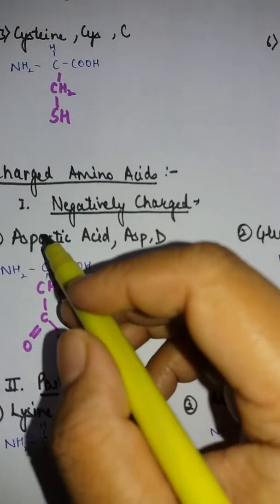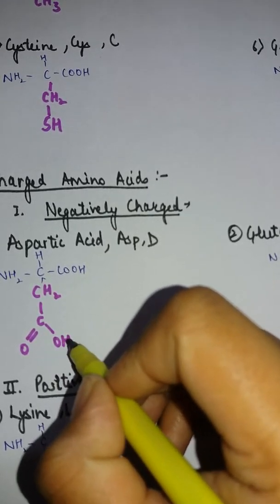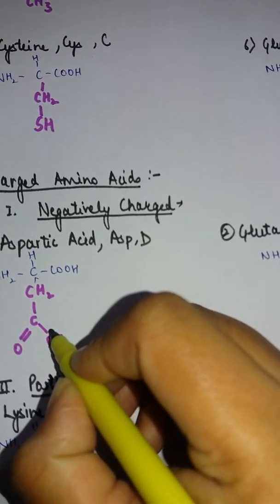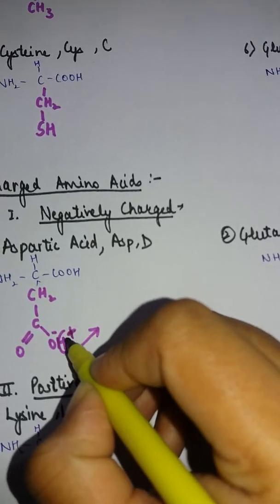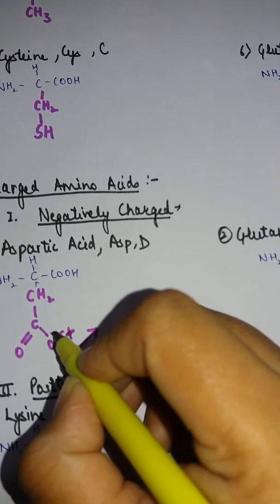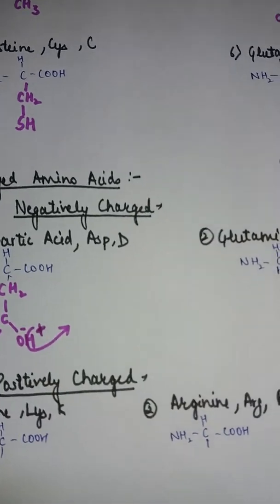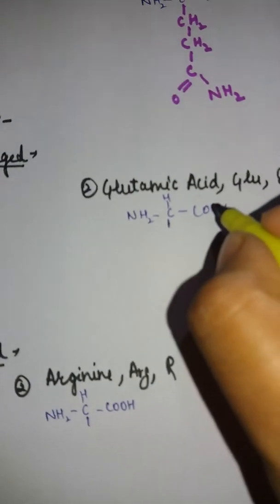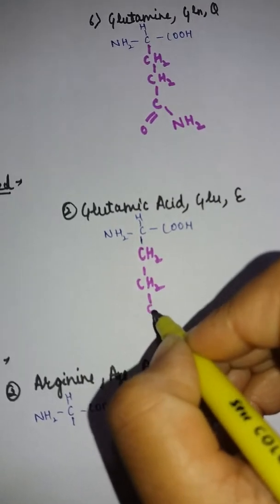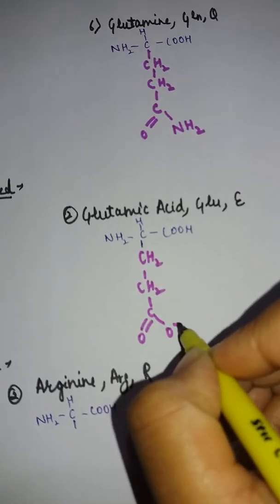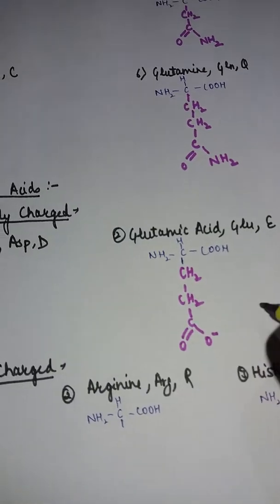When it is negatively charged, it does not contain H. Remove this H, it takes its electron, H becomes H positive, and it develops the negative charge. Similarly, glutamic acid contains CH2 CH2 C double bond O negative, because H is removed.